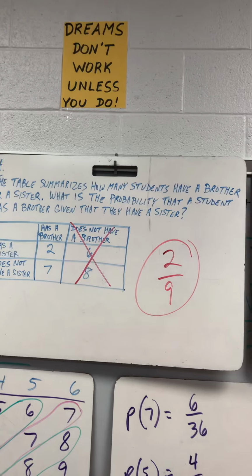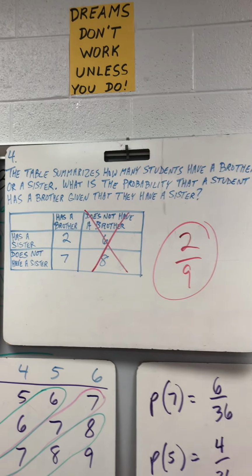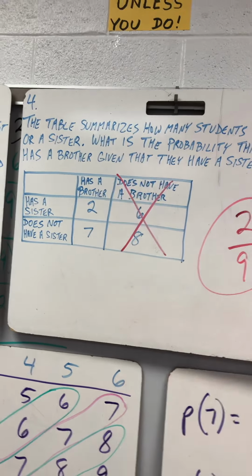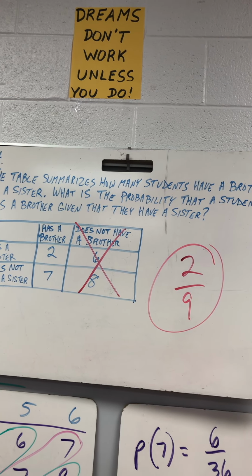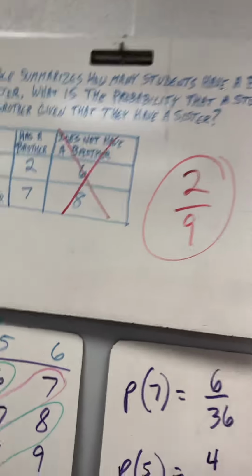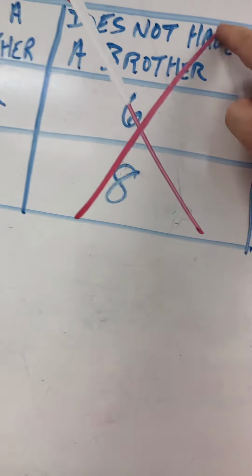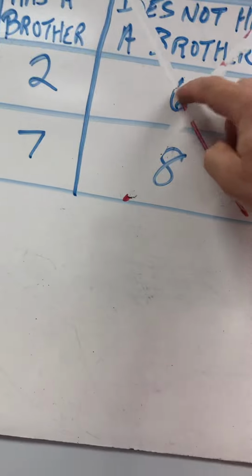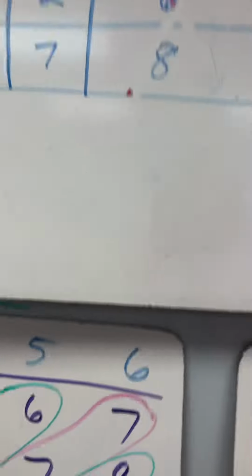What is the probability that a student has a brother given that they have a sister? So we're only looking at the ones that have a brother, okay? No, I messed that up. You know why I messed that up? I'm going to tell you why I messed that up. Because it says given that they have a sister. So don't cross this one out, right? It says given that they have a sister.